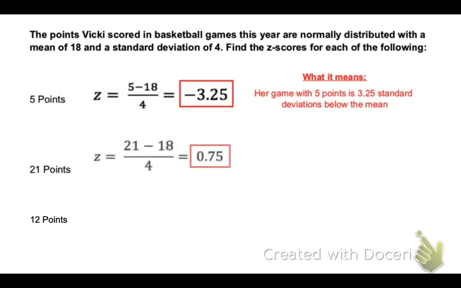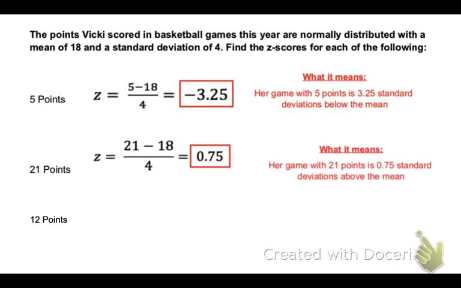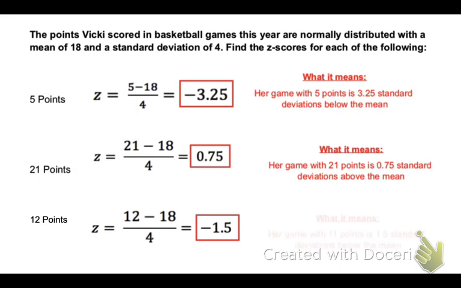Versus a game where she scored 21 points, we would take 21, subtract 18, and divide by 4. We get a z-score of 0.75, meaning that she was 0.75 standard deviations above the mean. So she was really close to the average in her score for that game. And then the last one is for a score of 12 points. So 12 minus 18 divided by 4 gives us a z-score of negative 1.5. Again, we're in the negative, meaning that we're below the mean. So the game where she scored 12 points is 1.5 standard deviations below the mean.